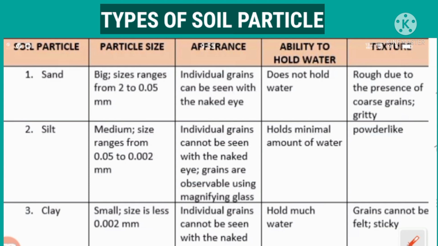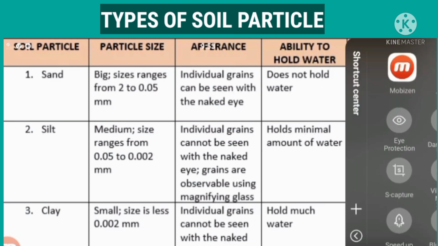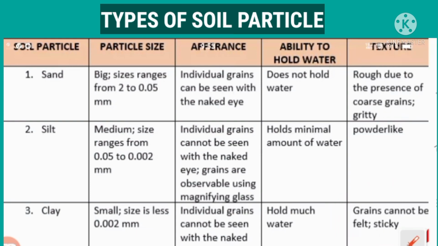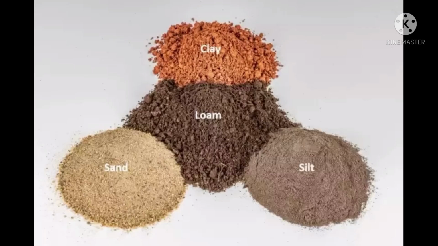And last is the clay. It is small. Its size is less than 0.002 millimeter. The individual grains of clay cannot be seen with the naked eye, but it holds much water. Its grains cannot be felt, and it is sticky. Let us proceed to learn more about soil types.